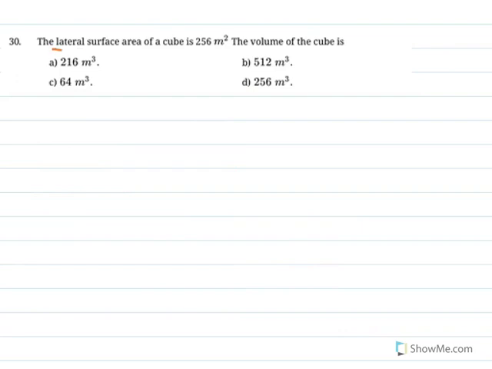The lateral surface area of a cube is 256. So here is a cube and the lateral surface area is 256. Now the formula for lateral surface area for a cube is 4s square.